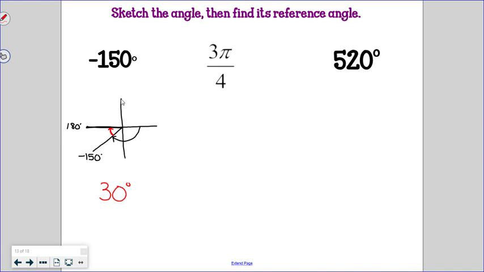Reference angle: how far are we? And it's building us to our unit circle. So it's going to make more sense eventually. Actually, in a couple slides, it'll help us out a little bit. Good so far? Okay, let's look at the next one.